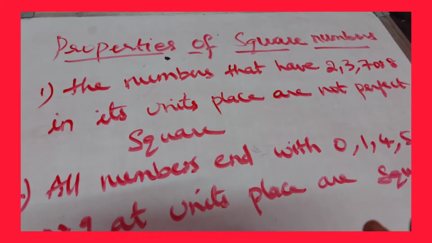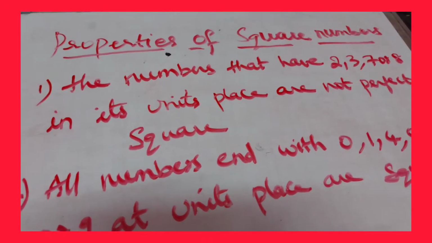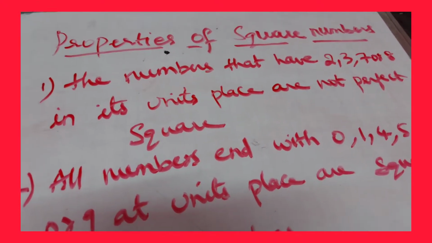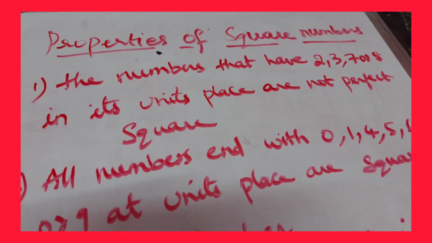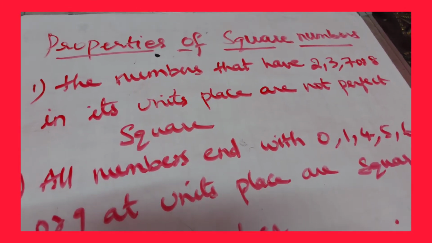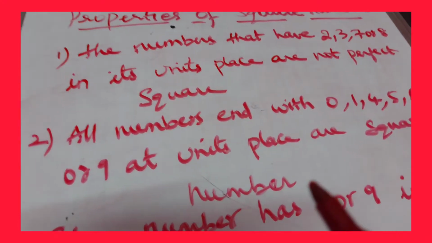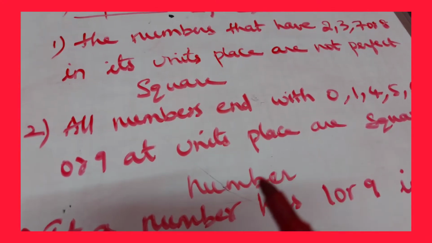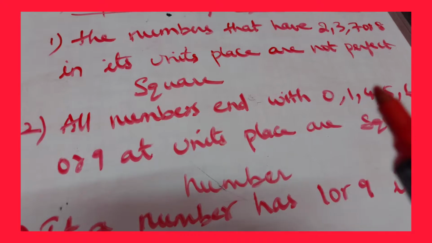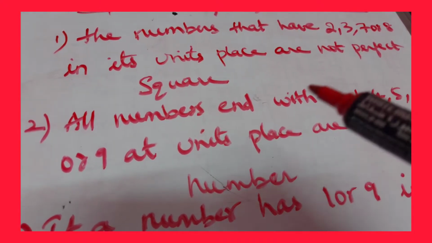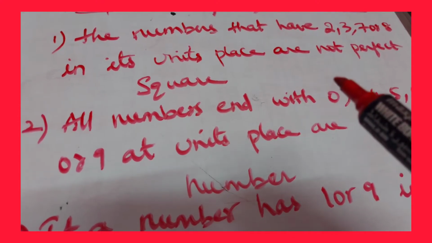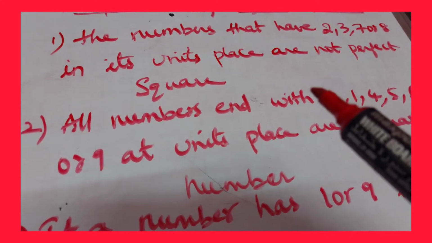Now we are going to learn properties of square numbers. There are some properties you have to remember. The first property is: the numbers that have 2, 3, 7 or 8 in the units place are not perfect squares. So if a number has 2, 3, 7 or 8 in its unit place, it is not a perfect square. Let us take an example, 28.